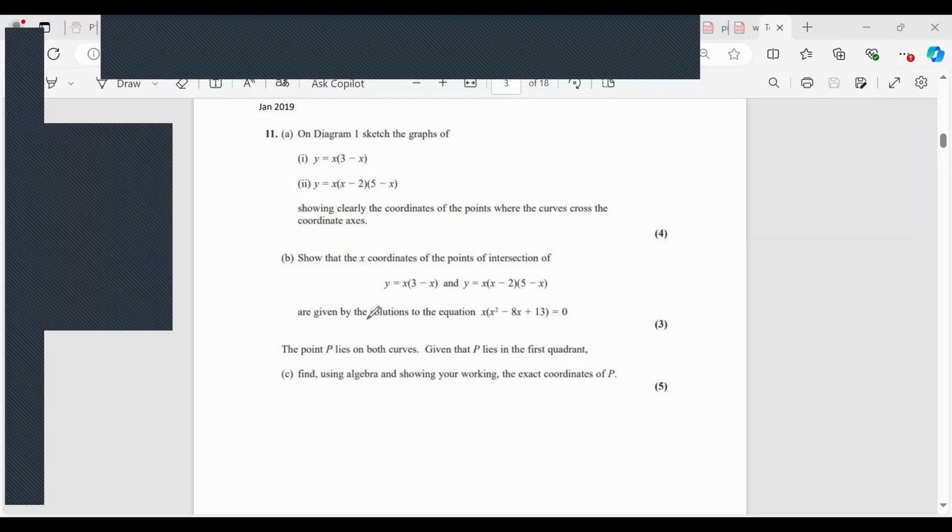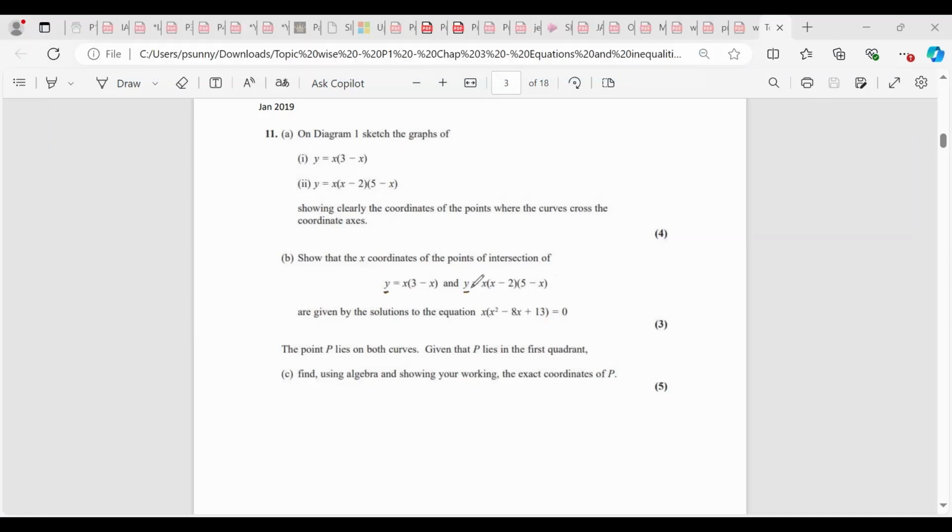For the B part, we need to find out the point of intersection. So how do we find out the point of intersection? Make sure that we have y as the subject on both the equations. So here y is the subject, y is the subject. Now we can just equate the right hand sides. So when we equate the right hand side, x into 3 minus x is equal to x into x minus 2 into 5 minus x.